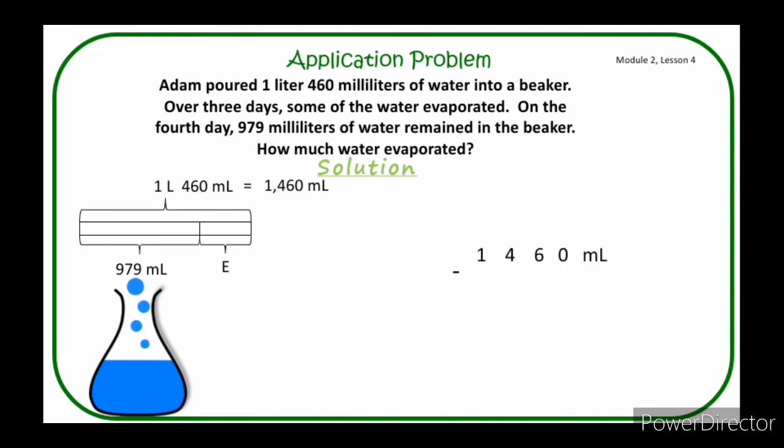So we have to write our numbers. 1,460 milliliters minus 979 milliliters. Then we solve. Okay, now before we solve, we need to do the carrying so that it will be easier for us. I know that 0 minus 9 is not possible, so I need to do some carrying. I want you to do it in your notebook first. Just do the subtraction. Okay, now let's see if what you have is the same thing as what I have.